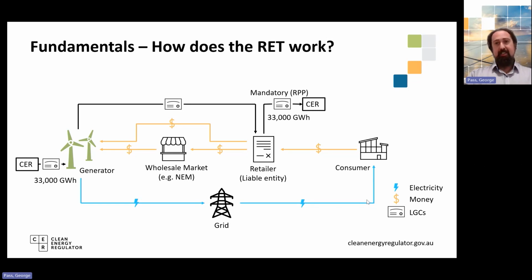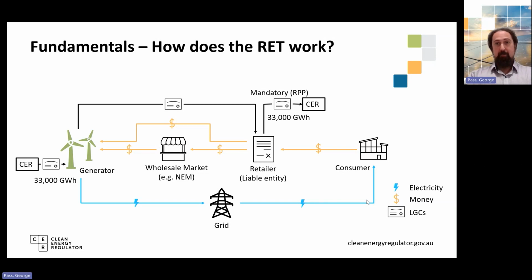The second part of the scheme is that each year, companies that buy and sell or consume electricity from the wholesale market or other large networks, and these companies are mostly retailers, would have to also buy and surrender to the CER a certain number of LGCs equivalent to a percentage of the electricity they buy. This percentage is the renewable power percentage, and it's set each year such that across all liable companies, the total number of LGCs surrendered is equivalent to the renewable energy target, that is 33,000 gigawatt hours in 2023.